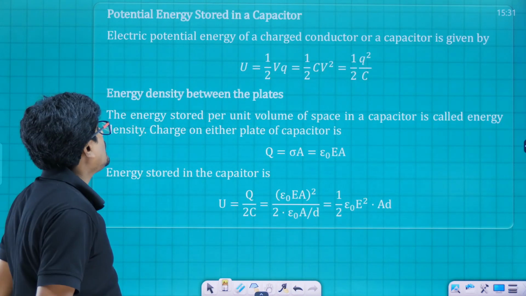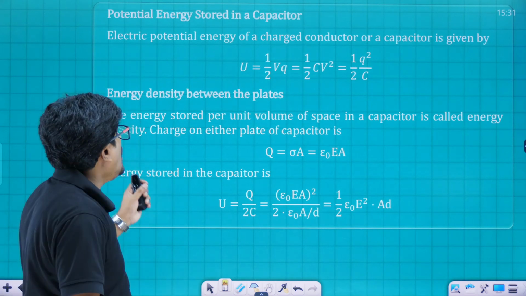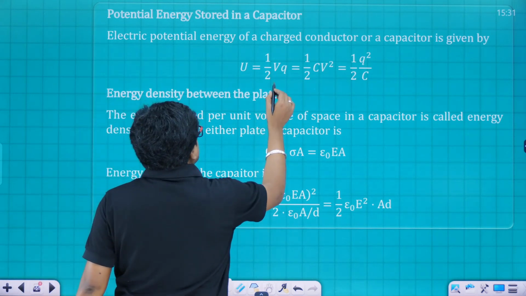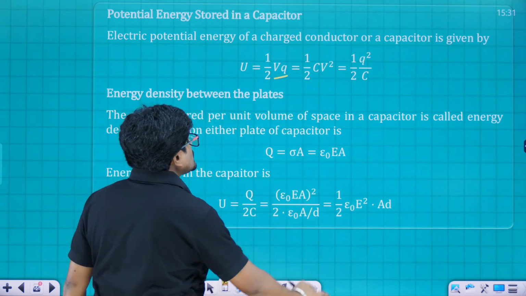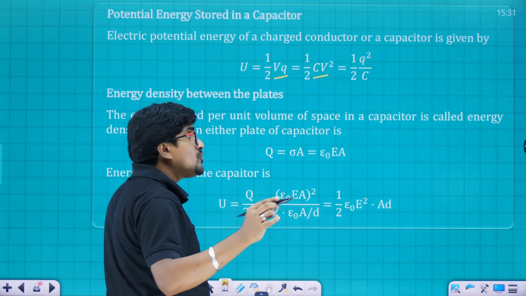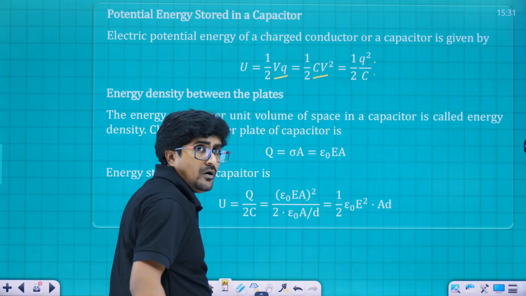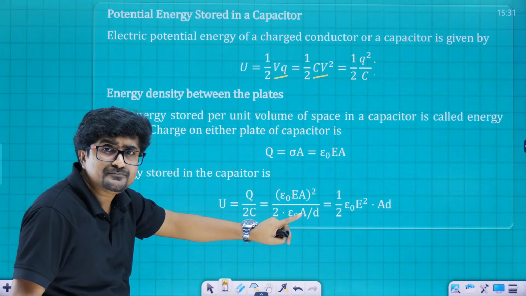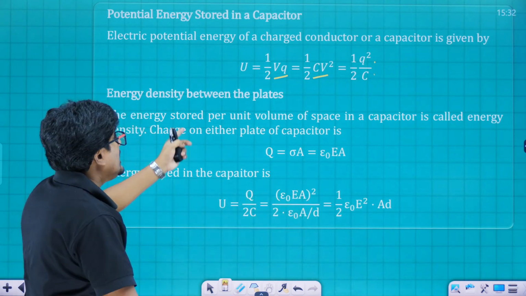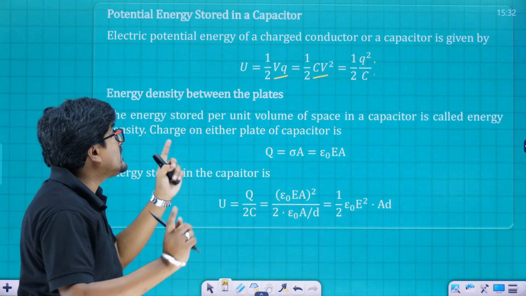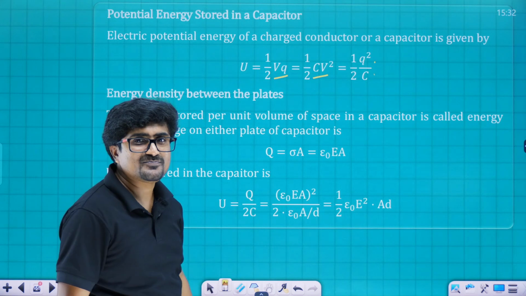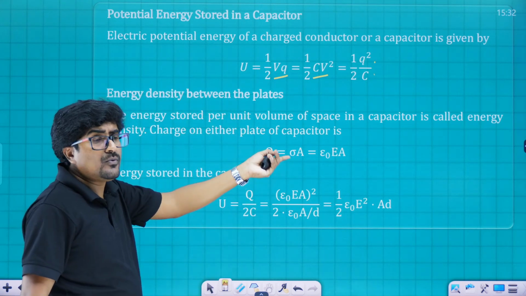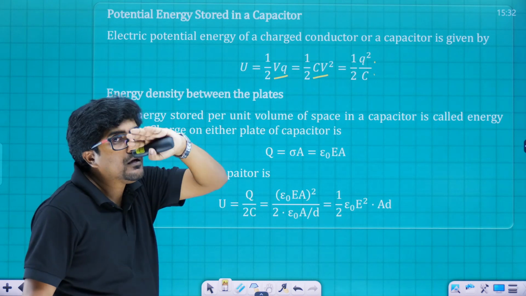Okay, next is, what about the potential energy stored in the capacitor? We can have 3 equations related to the energy stored in the capacitor. One is in terms of V and Q, another is in terms of C and V, and another in terms of Q and C. The first one is U equals half of Q into V. Next one is half of C V square, and the third one is Q square by 2C. I repeat once again, it is half of QV, second one is half of CV square, and third one is Q square by 2C.